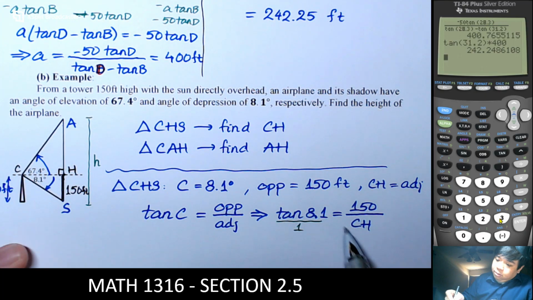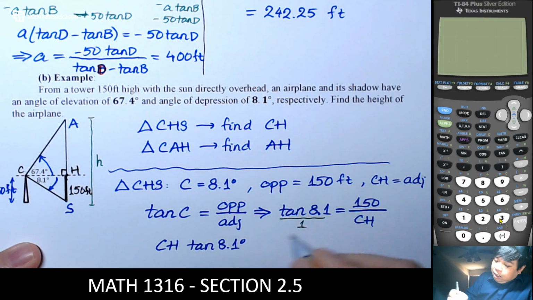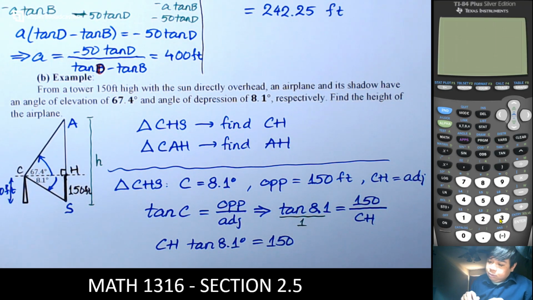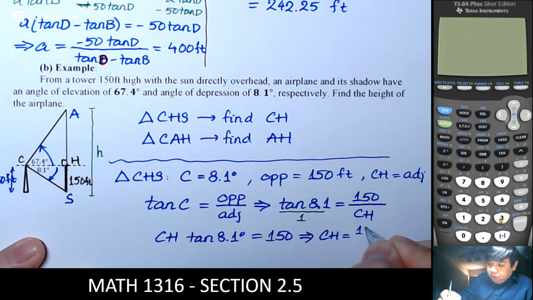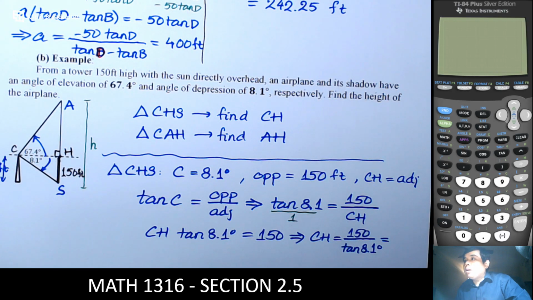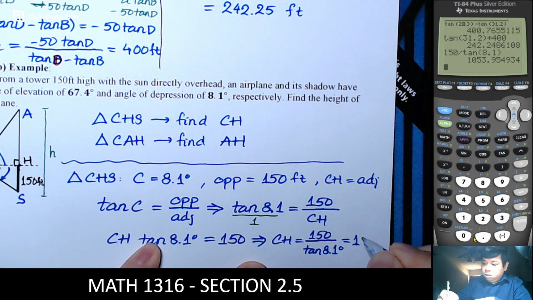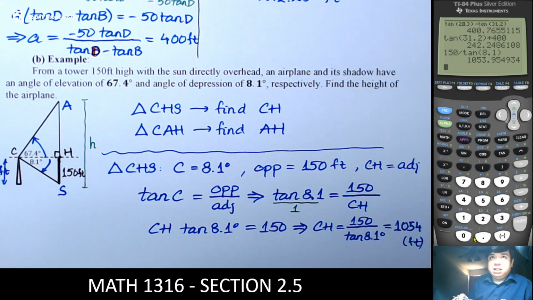Cross multiply. So CH times tangent of 8.1 degrees equal to 150. Divide by tangent of 8.1 degrees, we have CH equal to 150 divided by tangent of 8.1 degrees. We have 1054. Let's round that. And the unit is feet. So we have CH is 1054 feet. So that's the first part.